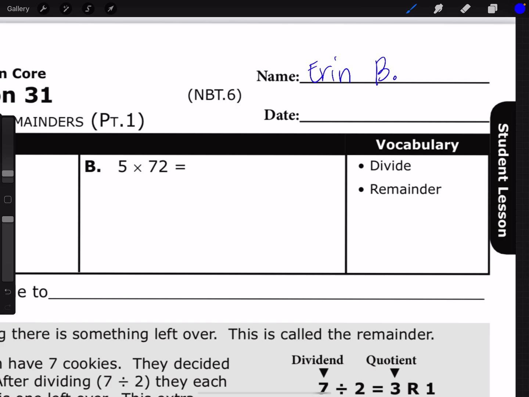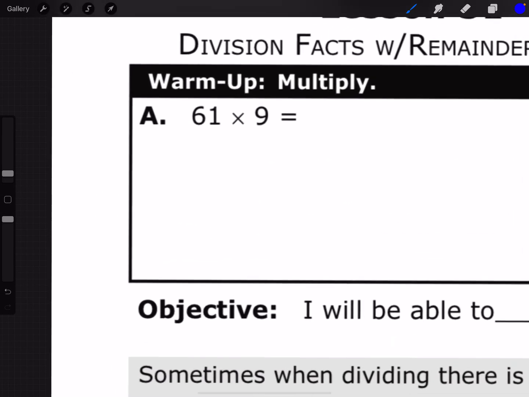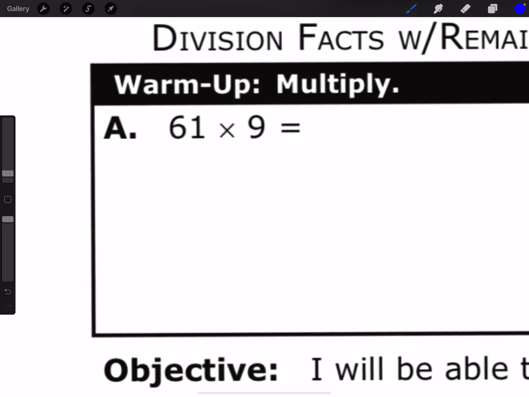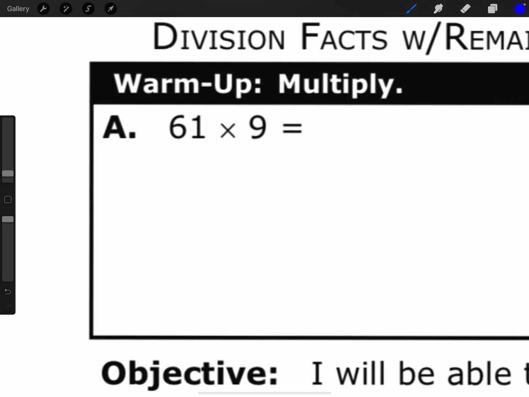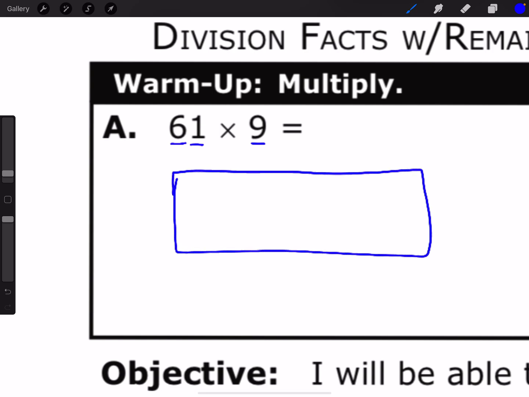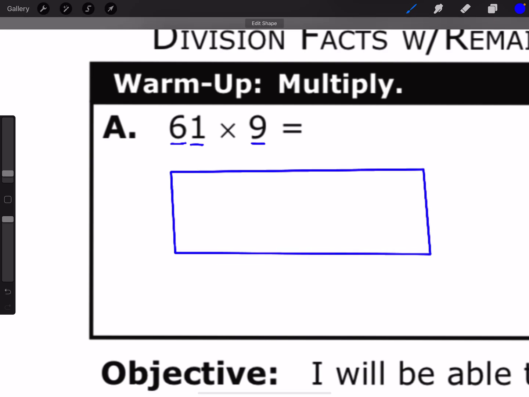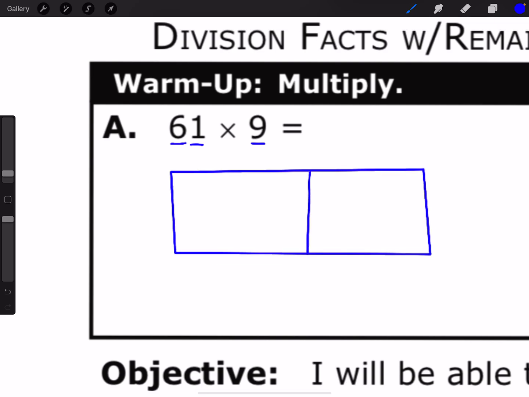There's my name. And the warm-up, we're going to start with A. We have a multiplication problem, 61 times 9. We're going to do the 2 digits for the area model and the 1 digit. So we have to do a rectangle that has 2 wide and 1 high. So we have 9, the 1 digit on this side, and then we expand 61 to 60 plus 1.